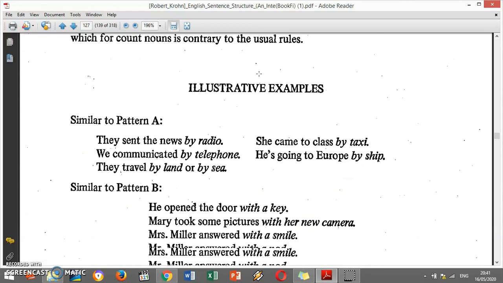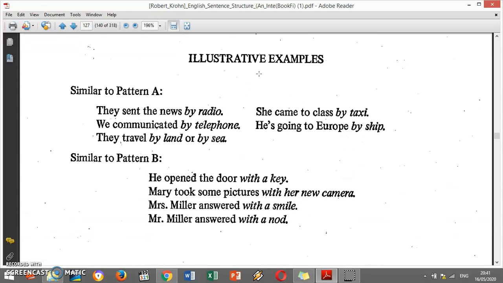Okay, and then here you can see some illustrative examples. Similar to pattern A, they sent the news by radio, or she came to the class by taxi. And then similar to pattern B, he opened the door with a key. Mary took some pictures with her new camera. Kalau yang ini untuk komunikasi dan transportasi, yang ini biasanya alat untuk melakukan sesuatu. Alat bantu, for example.